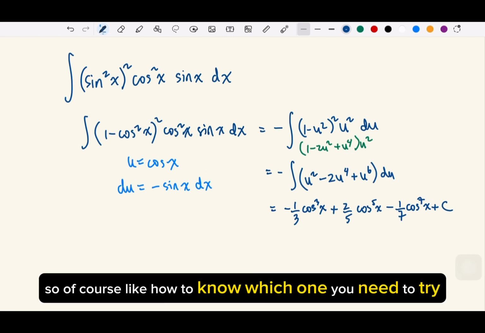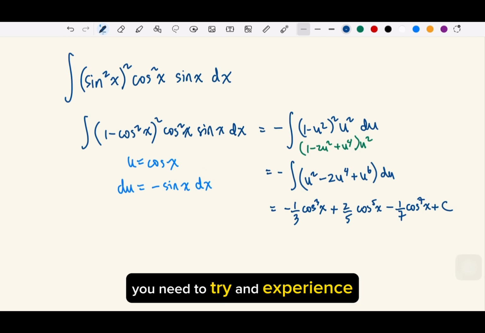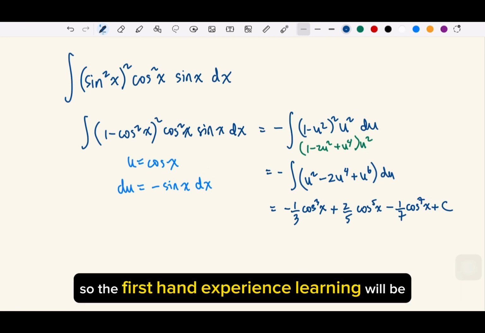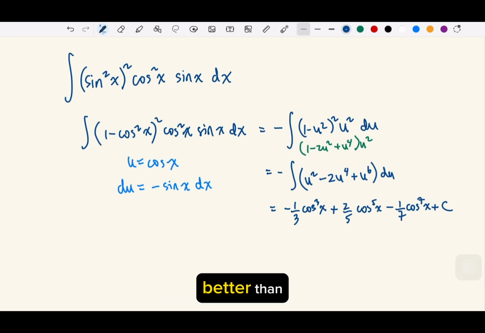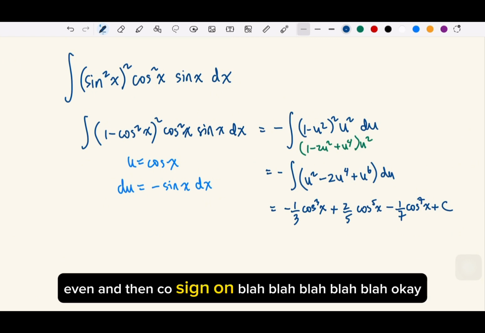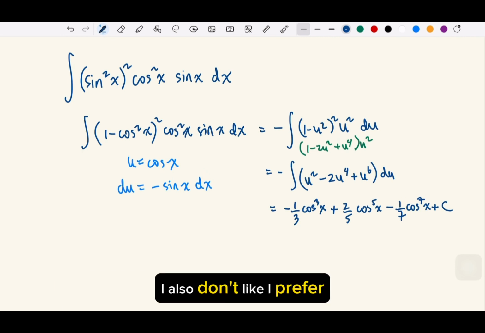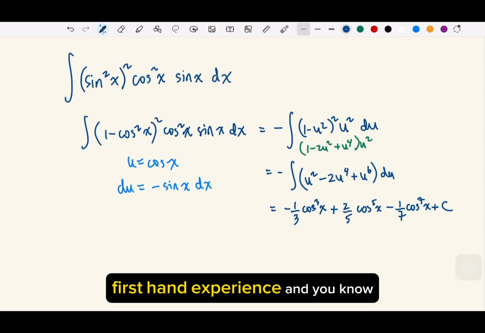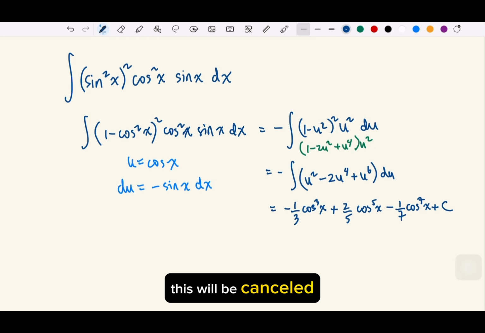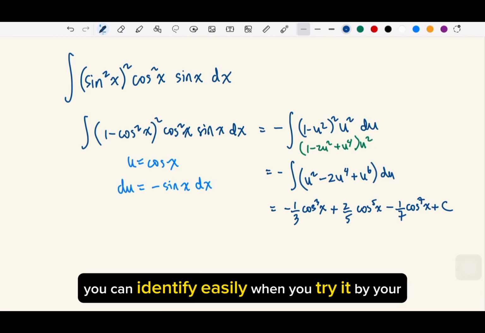Of course, how do you know which one? You need to try and get first-hand experience. First-hand experience in learning will be better for you than reading the books and seeing case 1, you have sine even and cosine odd, blah blah blah. Not good. I also don't like it. I prefer first-hand experience, and then you know how to follow that rule. You know, oh, I need to change this, oh, this will be cancelled. You can identify it easily when you try it by yourself.